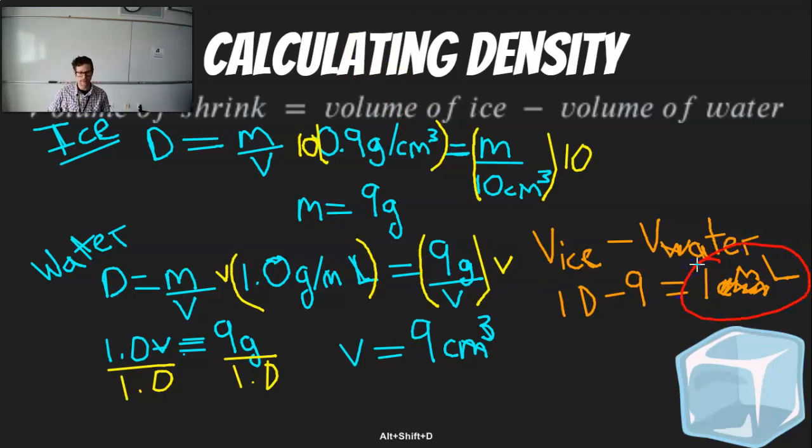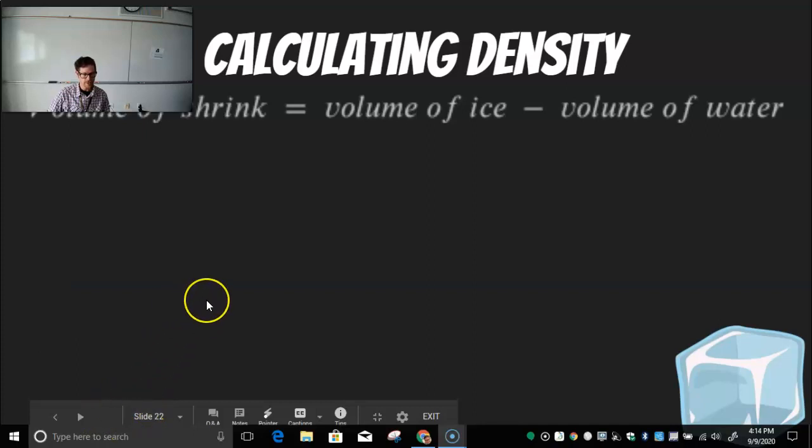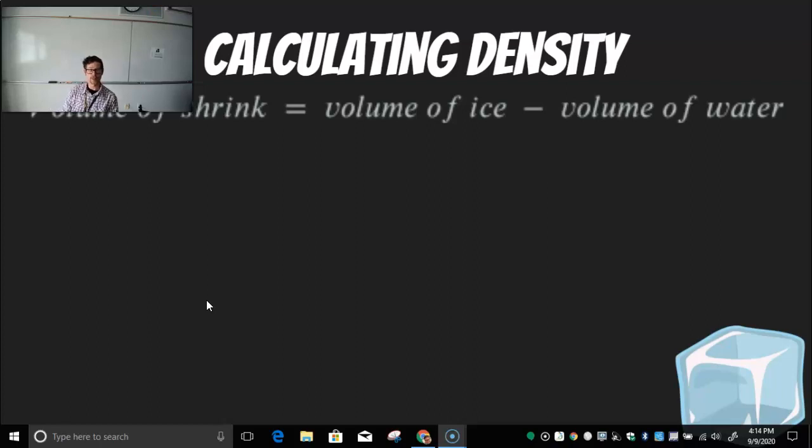That is the amount of volume change between the ice and the water. So that's a more complicated problem, but still just the same general principles. So hopefully that was enough to get you started, and we're going to practice some problems on how to calculate density after this. Thanks for watching.